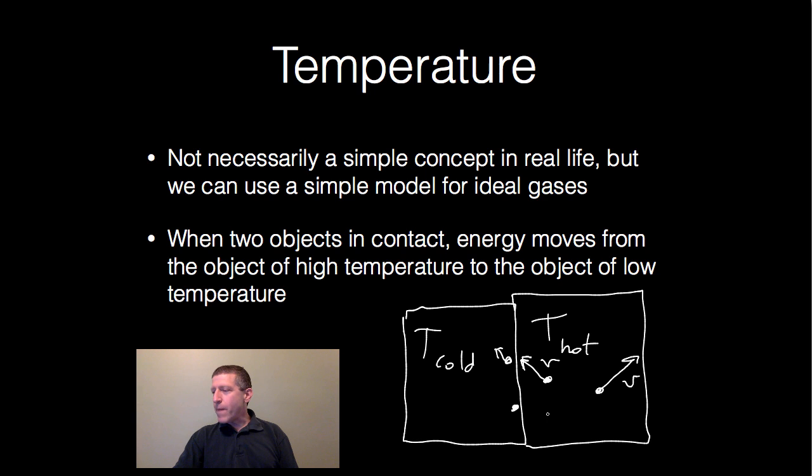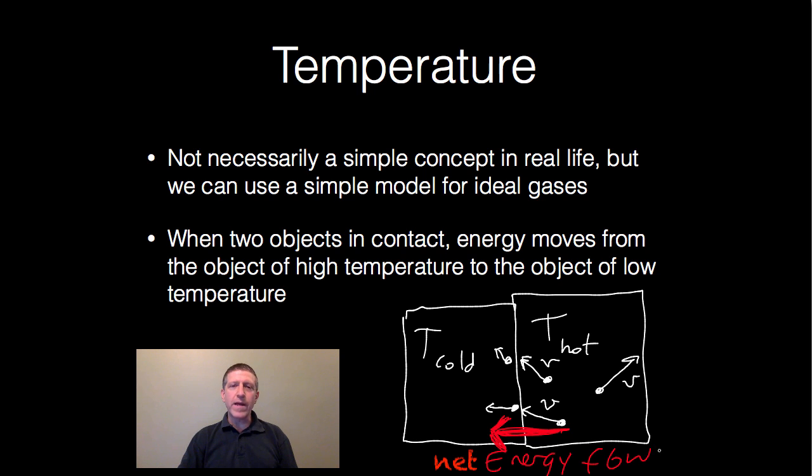So when molecules that have high velocities over here hit molecules of low velocities, they tend to collide with them and give them higher velocities. So the general energy flow is this way from the hot object to the cold object. That is the direction of net energy flow, because the energy is moving from the molecules of high kinetic energy, the fast-moving ones, to the molecules of low kinetic energy, the molecules in the cold object.